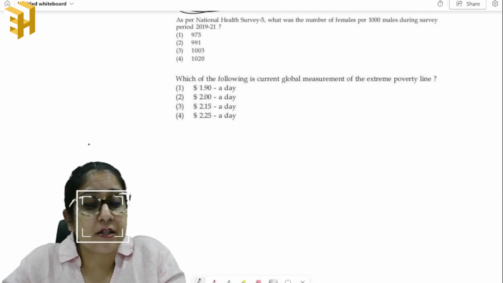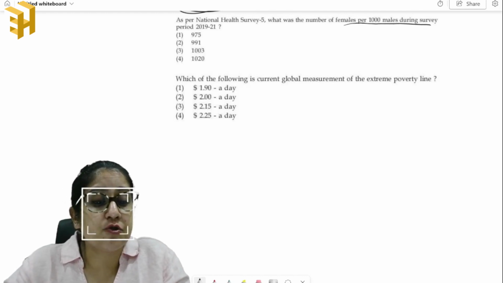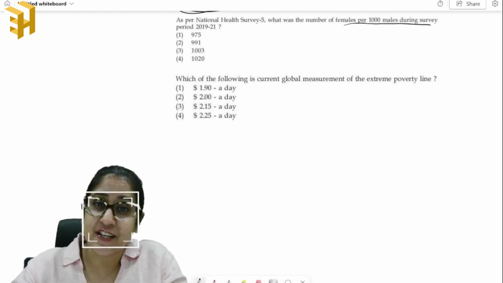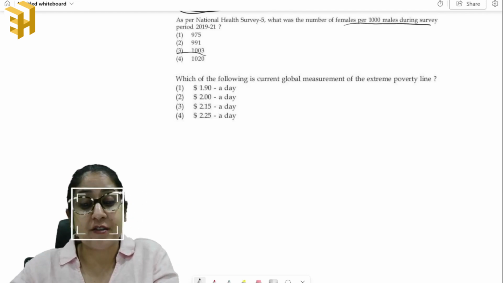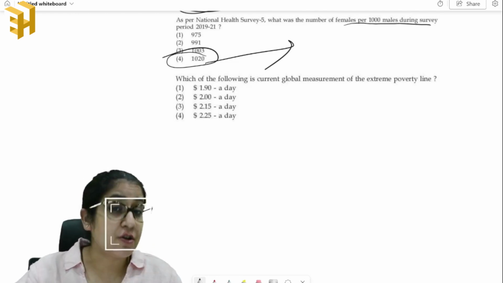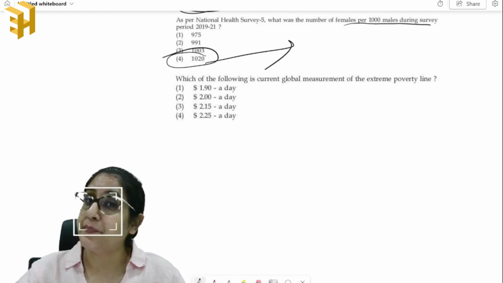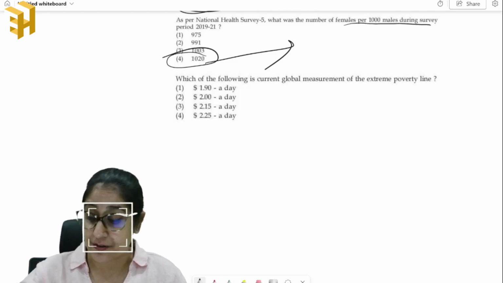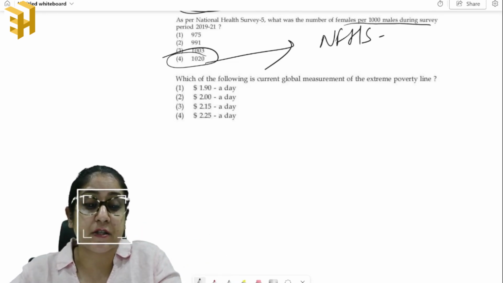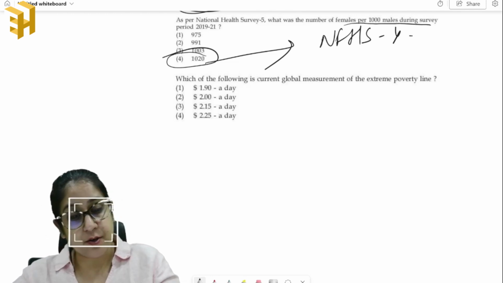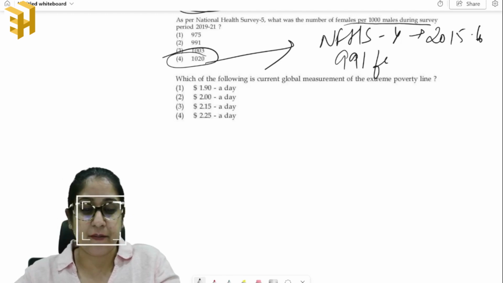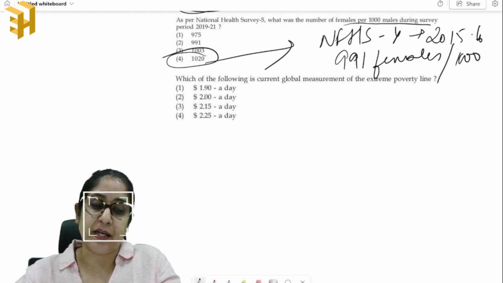As per the National Family Health Survey 5, what was the number of females per 1,000 males during the survey period of 2019 to 21? Interestingly, the answer was 1020. So this is the first time a national survey has shown that females have outnumbered males in the country's population, right? And just for extra information, National Family Health Survey 4, which was for the period of 2015-16, had data of 991 females per 1,000 males, right?